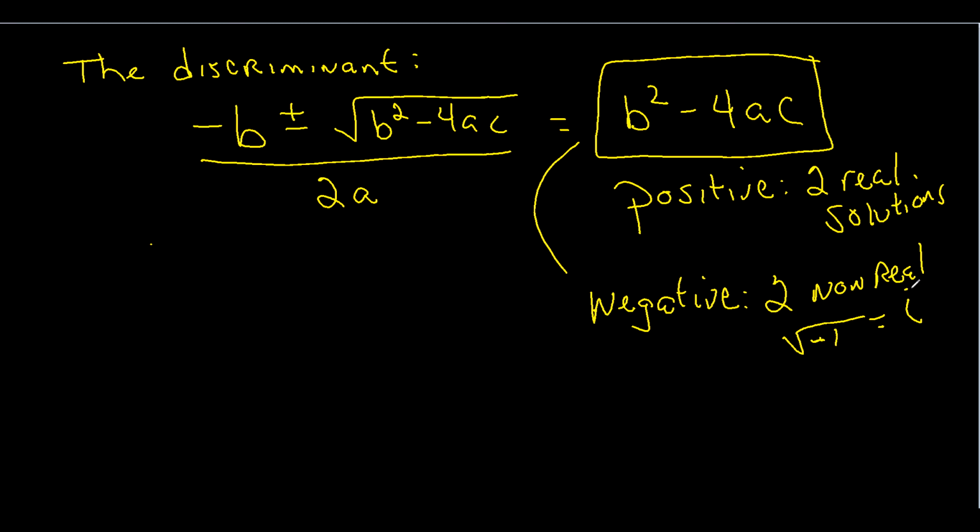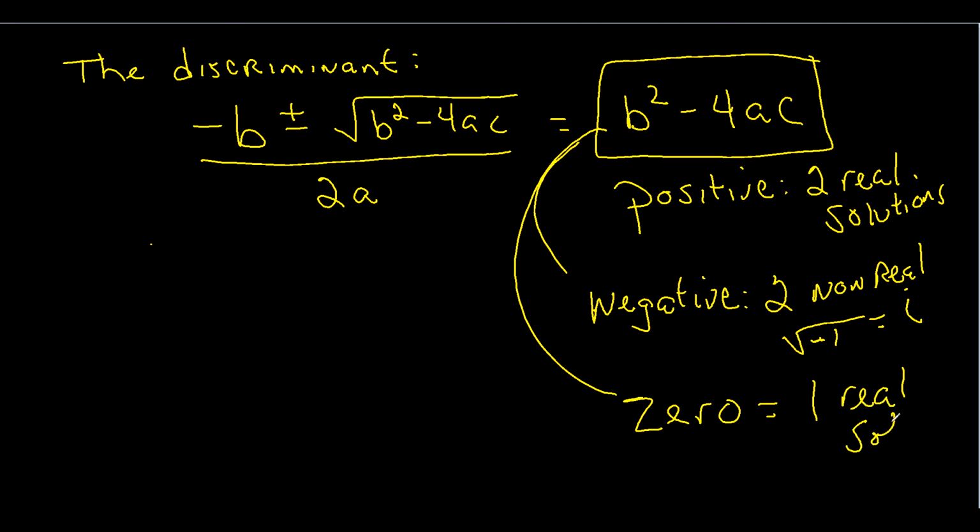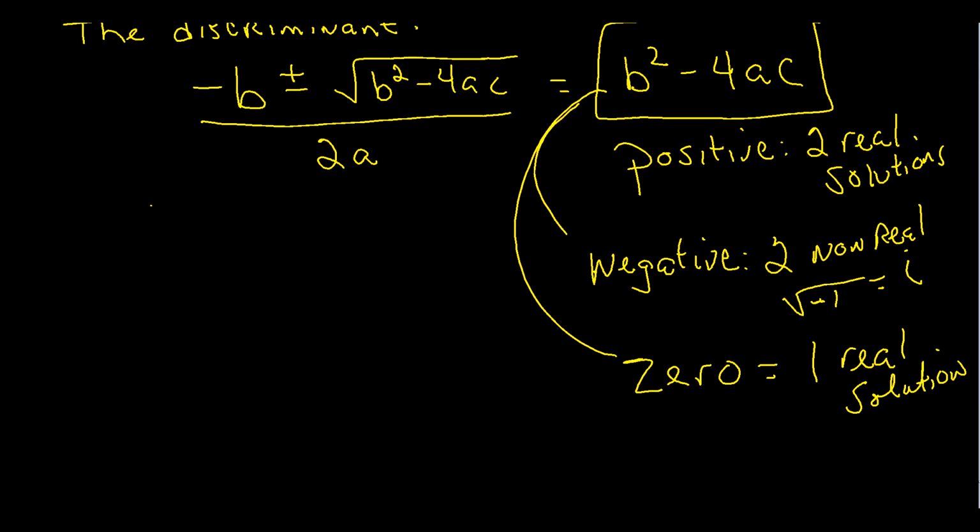And then the third possibility here is if you calculate a number and it's 0. If it's 0, then that means you have one real answer, one real solution. This is what you get out of knowing the discriminant and the power of the discriminant. So here's a couple examples that we'll do.